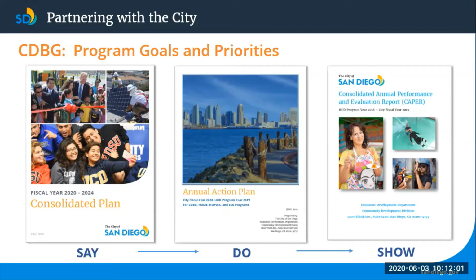These documents are all available online, and if you're interested in partnering with the city, I would definitely recommend reading at least the action plan or perusing it and the CAPER, because you can see other projects that have been funded in the past and their success rates and their outcome measures.